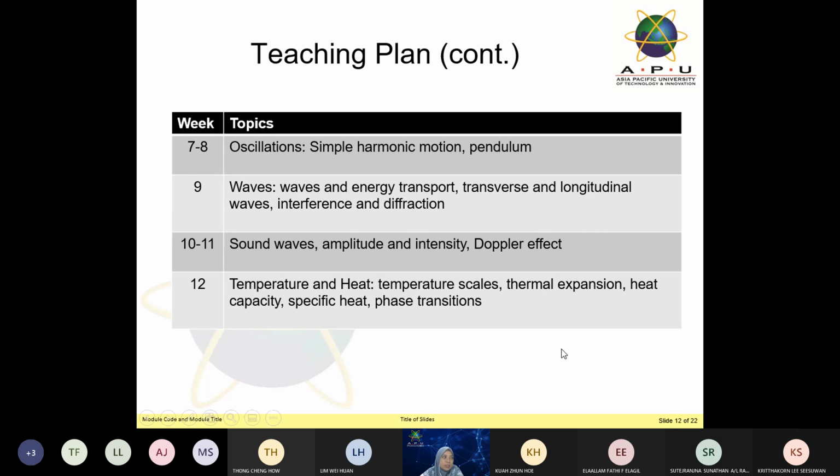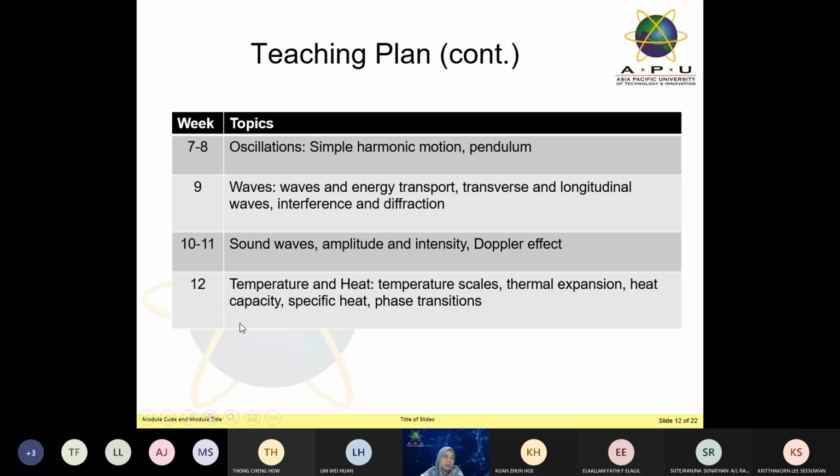Next is the oscillation. Simple harmonic motion, pendulum. After that is wave. Wave is actually related with oscillation, but they are separated into two different chapters. So wave is wave and energy transport, transverse. Under wave, you will see the waveform in the water also at the seaside and so on. And then sound wave, amplitude and intensity, Doppler effect. This one you will count when the ambulance, police sirens, and so on.